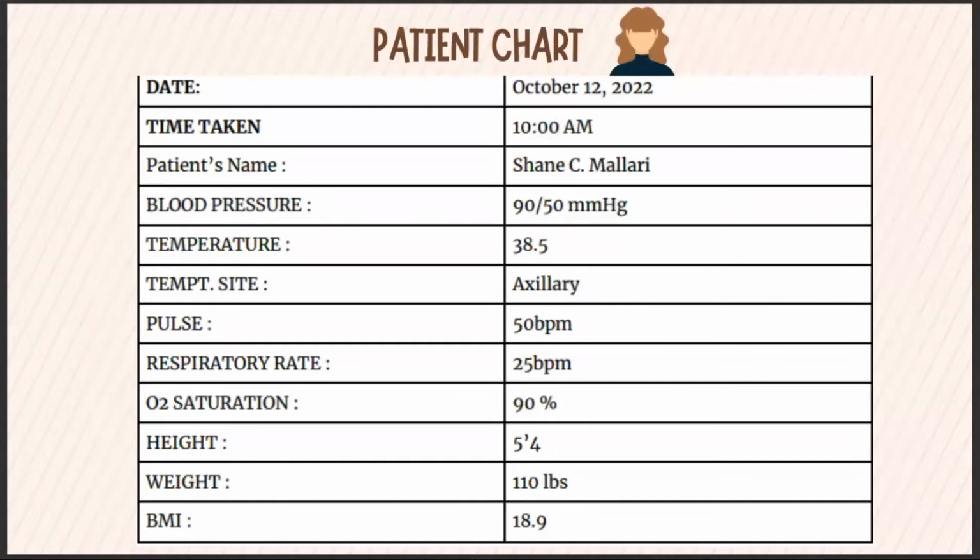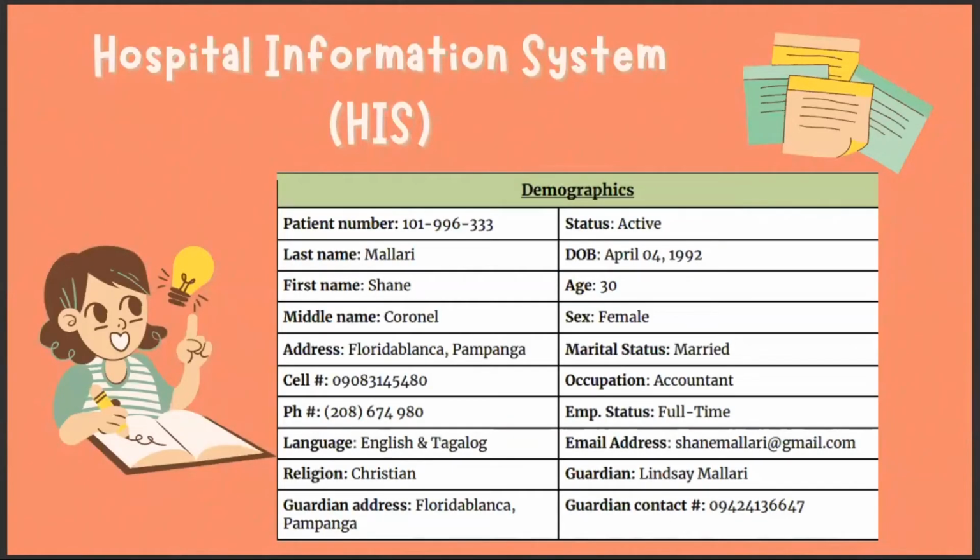These are the additional data of the patient. Blood pressure of 90/50, temperature of 38.5 degrees Celsius, temperature site axillary, pulse of 50 beats per minute, respiratory rate 25 breaths per minute, oxygen saturation 90%, height 5 feet 4 inches, weight 110 pounds, BMI of 18.9. Next. Lastly, the Hospital Information System, or the HIS. Next, reporter.